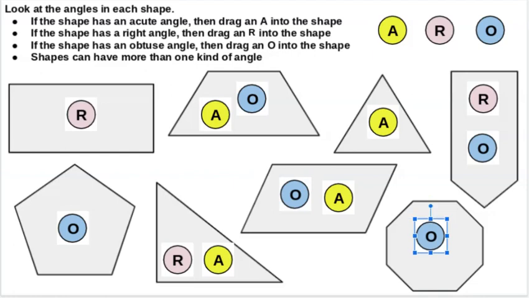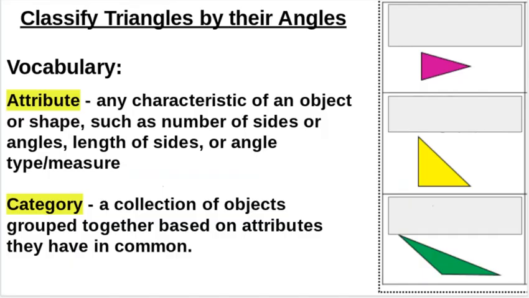All right. So taking a look at our next slide here, we are going to start to classify triangles by their angles. And I know that I've introduced you to a lot of vocabulary terms already today, but we're going to take a look at these two that are very important. This word attribute is going to come up a lot in this unit. Any characteristic of an object or shape, such as a number of sides or angles, or the length of the sides, or the measure or type of angle, we can call an attribute.